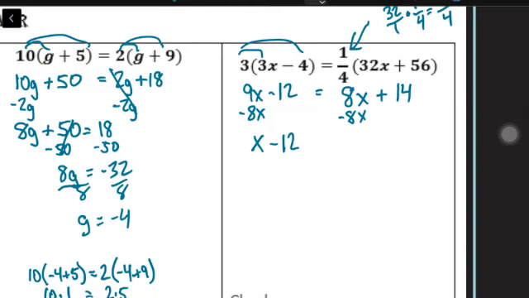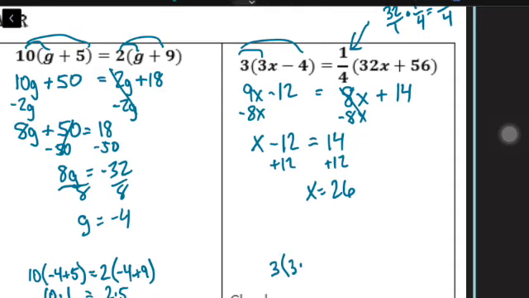Bring down the negative 12 and the equals. These cancel. Bring down the 14. Adding in the 12, we get an answer of x equals 26. That's pretty big. I'm like, am I right? Well, let's make sure. So we're going to go down here and check. We're going to plug that 26 in.